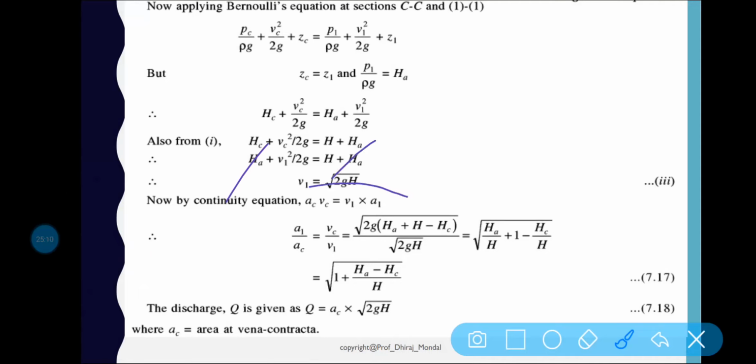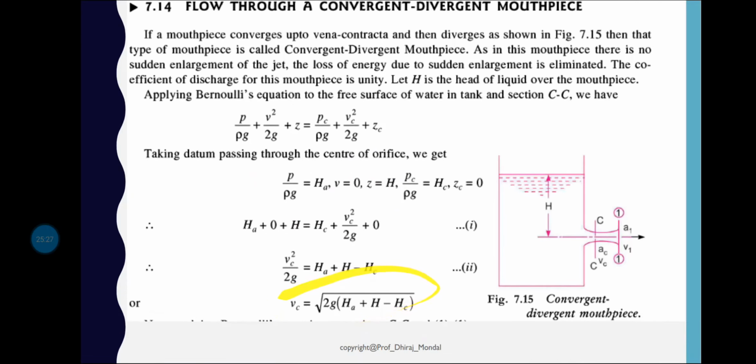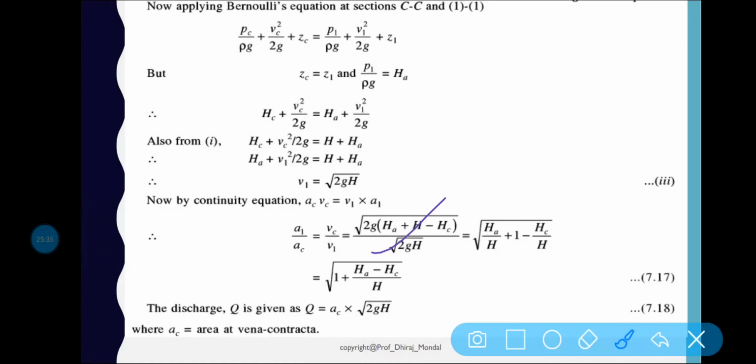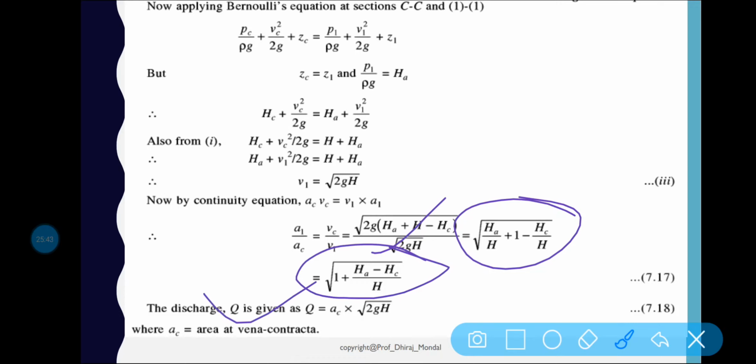Now put the continuity equation between section 1 and section CC. A1 AC VC is equal to A1 V1 and A1 by AC is equal to VC by V1. Put the value of VC because I have got VC in the last slide. Here it is your VC. And put the value of V1 also, root over 2gh. Ultimately the value will come 1 by 1 plus HA minus HC by H. Discharge is equal to area into velocity, area AC into root over 2gh.